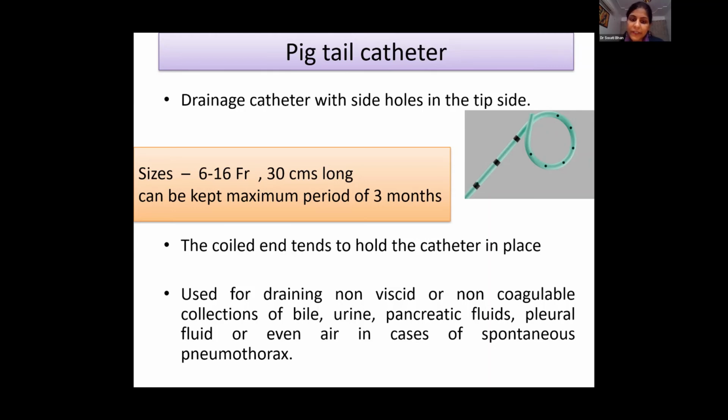They are usually used for draining non-viscid or non-coagulable collections of bile, urine, pancreatic fluids or pleural fluid, or even air in case of spontaneous pneumothorax. But we should always keep in mind that only wherever the fluid is non-viscid or non-coagulable can it be drained by pigtail. If the fluid is very thick, then drainage by the pigtail becomes difficult.